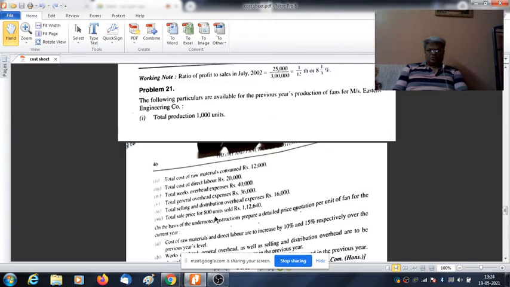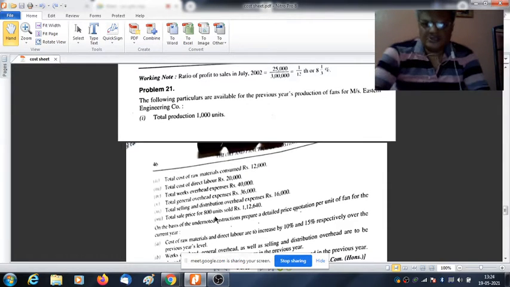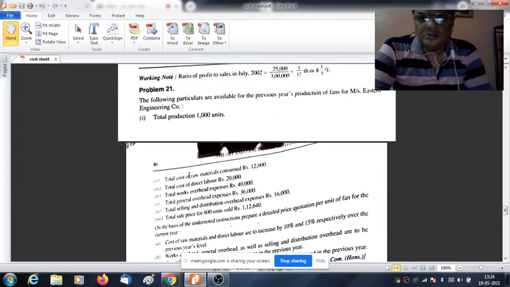So the cost of production will be for 1000 units, but after the cost of production we have to reduce the 200 units of closing stock of finished goods. Then we can only get the leftover part, that is, the 800 units sold.